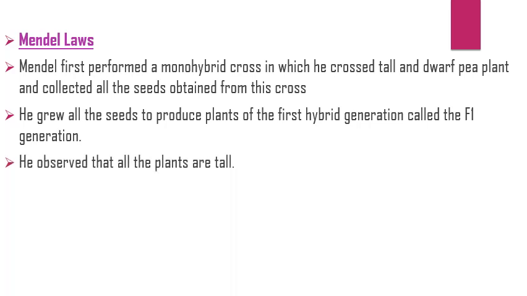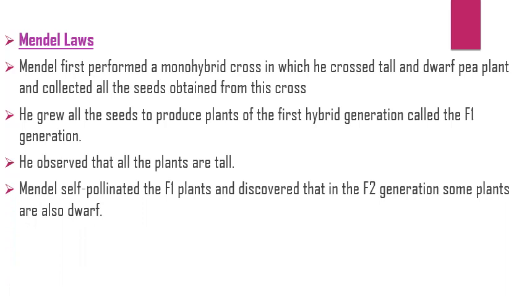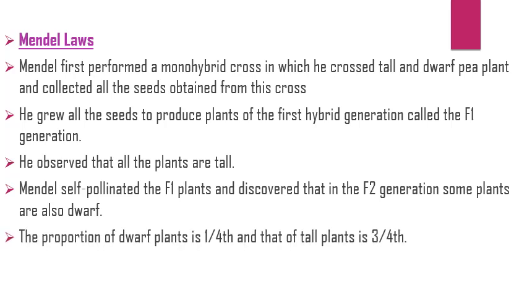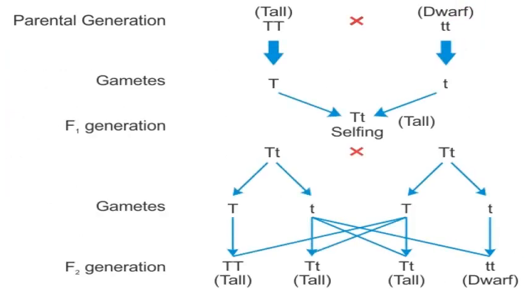He observed that all the plants are tall. Mendel self-pollinated the F1 plants and discovered that in the F2 generation, some plants are also dwarf. The proportion of dwarf plants is 1/4 and that of tall plants is 3/4. You can see this checkerboard. Tall and dwarf, capital TT crossed with small tt, then selfing them, and he got a 3:1 ratio, 75% tall and 25% dwarf.